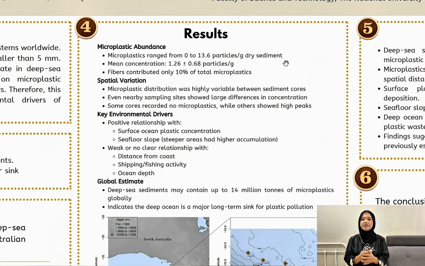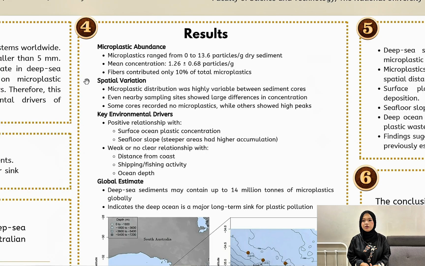It is because the values are low in some places, which is 0, because not all deep sea areas have the same pollution input, and some locations have higher values because more plastic settles there due to ocean movement and seafloor condition. The second result is spatial variation, which means how microplastics are distributed across different locations.